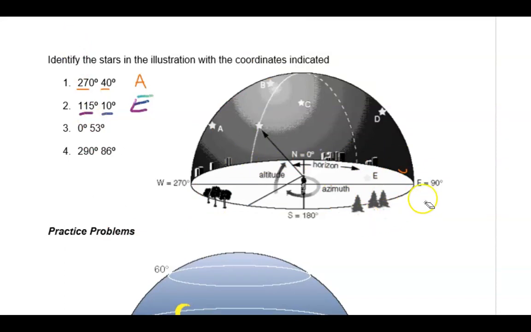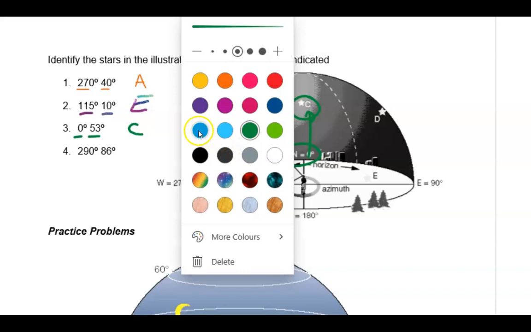Okay, let's take a look at a third one. We're at 0 and 53, which means that we start right here and we go up 53 degrees. You see that brings us to star C. Now I realize that it's difficult for us to see this all within a two-dimensional frame, but this is not a bad way to go.